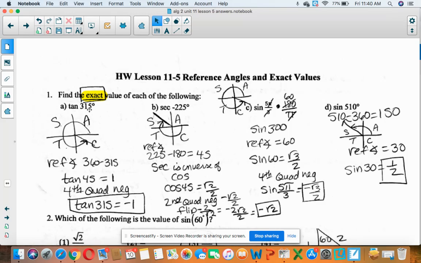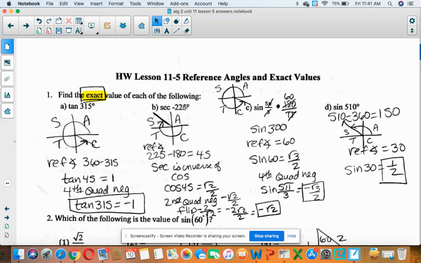So if your final answer is going to be positive or negative. The first one, tangent of 315. So I draw 315 degrees, which leaves me in quadrant 4. The reference angle is going to be 45. I find that reference angle by doing 360 minus 315. The tangent of 45 is equal to 1. I'm in the fourth quadrant though, and tangent is negative in the fourth quadrant. The only thing that's positive in the fourth quadrant is cosine. That's what the C stands for. So the tangent of 315 is negative 1.